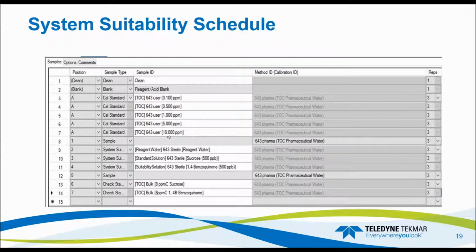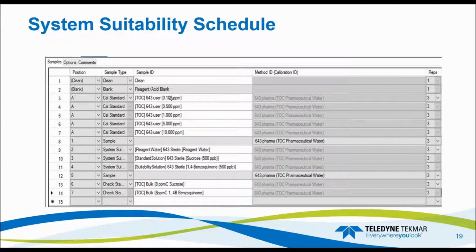All right, and here's the schedule I set up, just an example of what I was running. Like I said, I like to start with a clean and a blank. Clean, make sure the system's clean enough to run it. A blank, make sure my reagents are good to go. And then I ran my calibration curve. You can see how I used the A slot, which is from those middle stock calibration bottles, which are really great. They're bigger bottles, so you can get a lot more reps out of them.